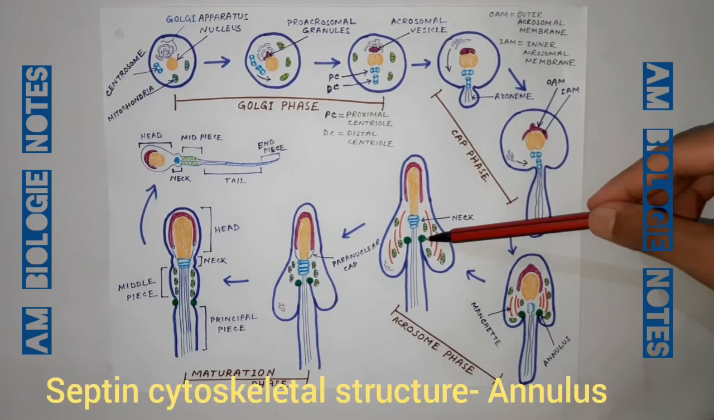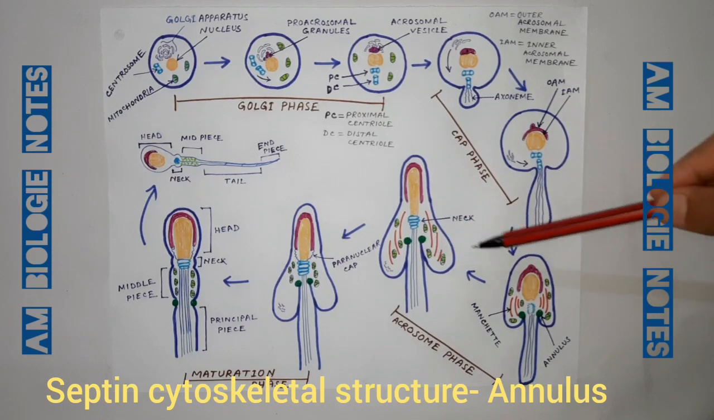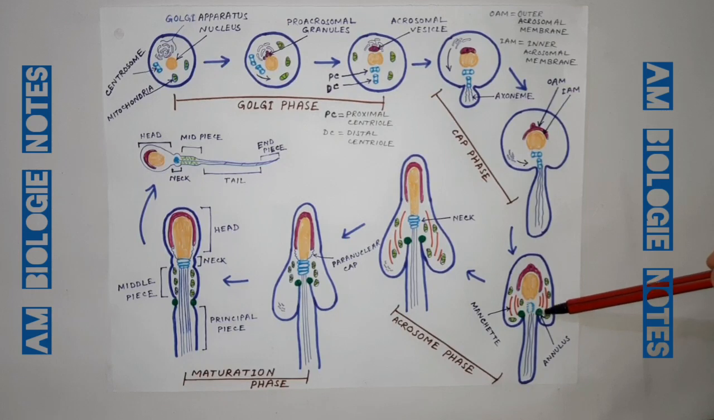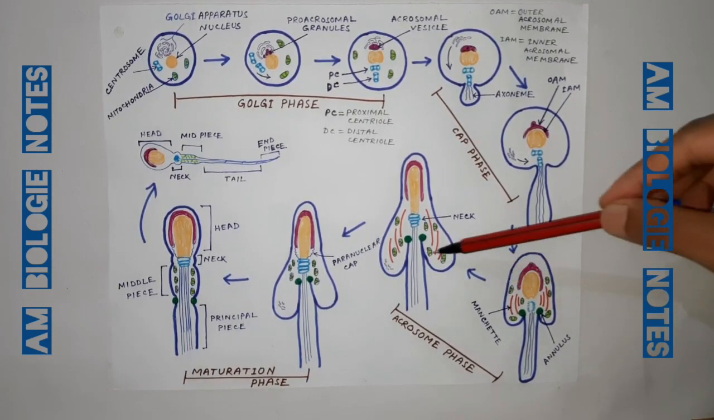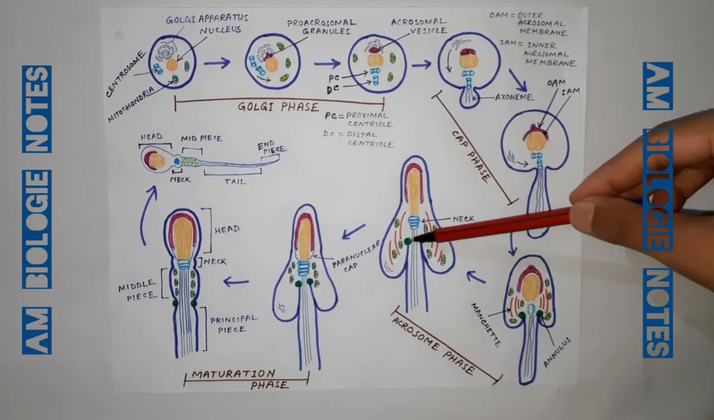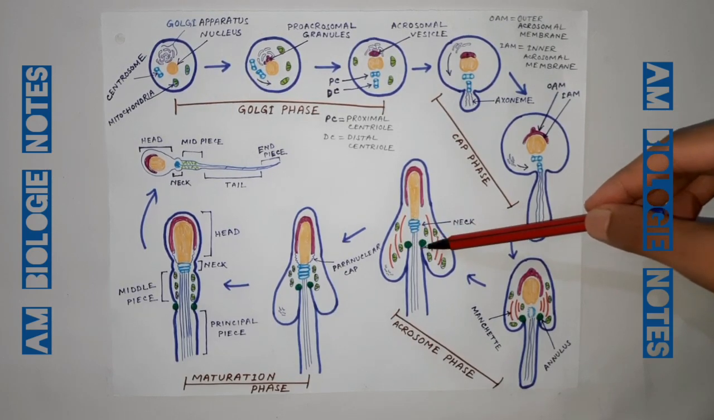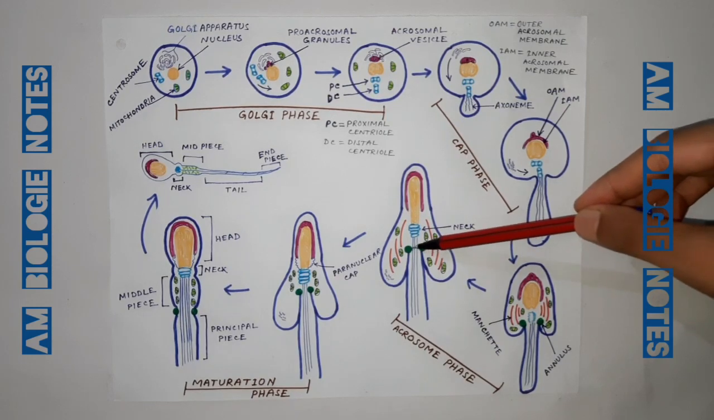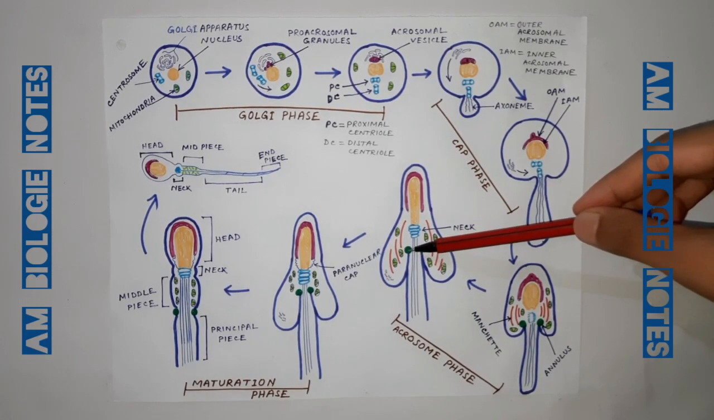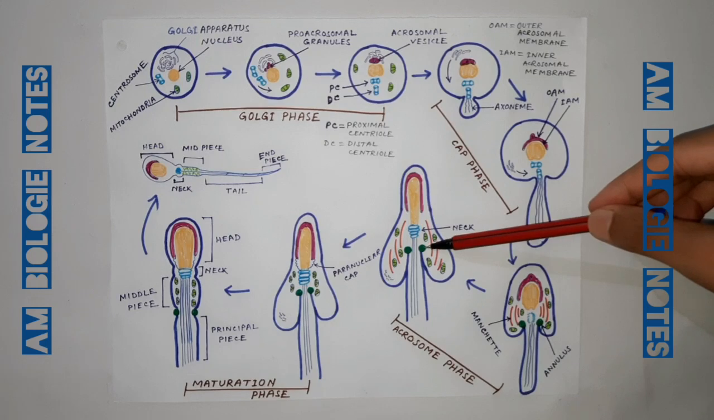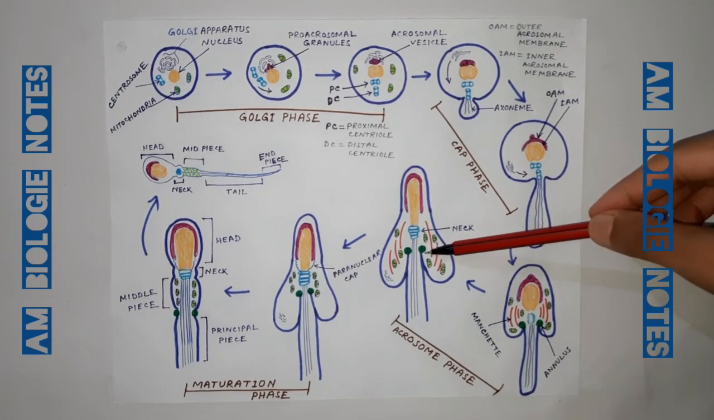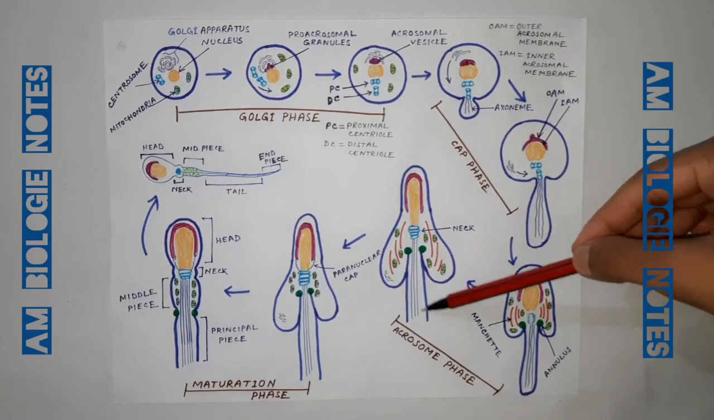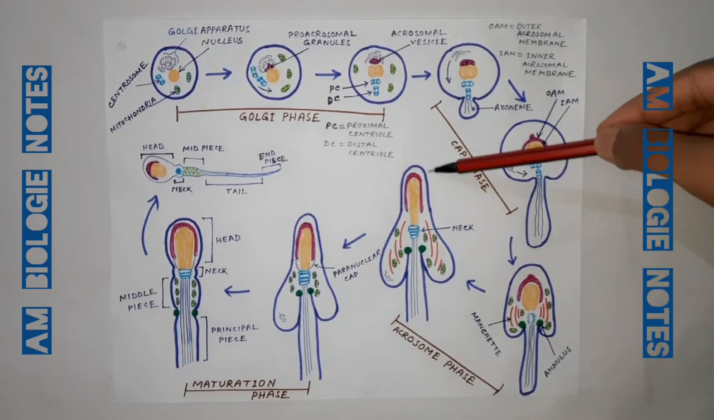Another higher order septin cytoskeletal structure known as the annulus starts to arrange. It is a ring-shaped structure, and in the end it takes its position beneath the plasma membrane that connects the midpiece and principal piece of the sperm flagellum. Notice that all components of the developing spermatid are completely surrounded by plasma membrane.